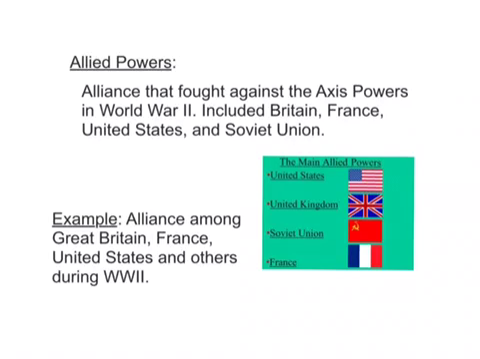Our next key term is the Allied Powers. This was an alliance that fought against the Axis powers in World War II. It included Britain, France, the United States, and the Soviet Union. The example for this is an alliance between Great Britain, France, and the United States and others during World War II. Make sure you're using this example, drawing a picture, or using key terms in the far right-hand side of your vocabulary chart.